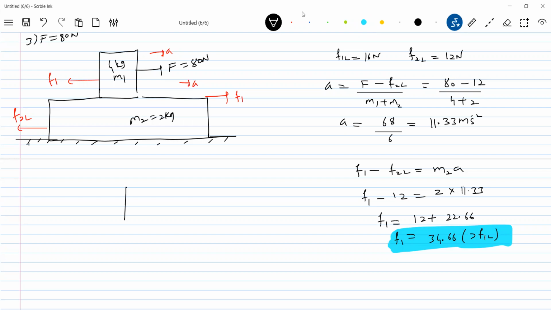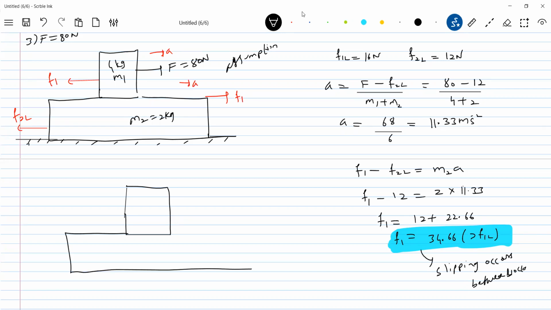So this is the assumption, no? F1 cannot be greater than F1L. So therefore, slipping occurs between the blocks. Tell me, I should come and do the correction. The problem is not over. I should come and do the correction. So this is M2, this is M1, this is the applied force.